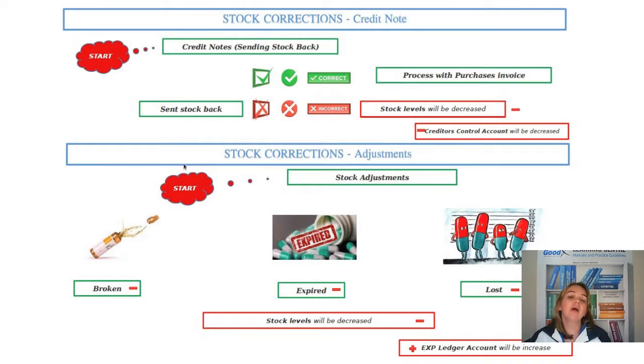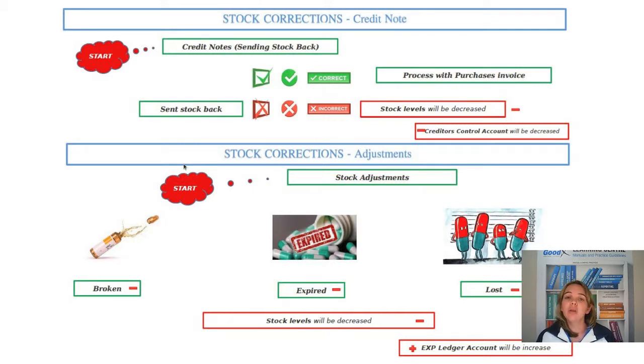Okay. Now the second correction that you do on your system is stock adjustment. There are 3 main reasons why you will do a stock adjustment. Stock adjustments will be done for broken stock, expired stock, and lost stock. It's important that you make double sure before you ever do a stock adjustment.